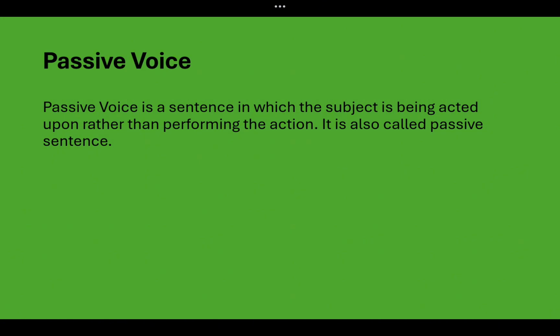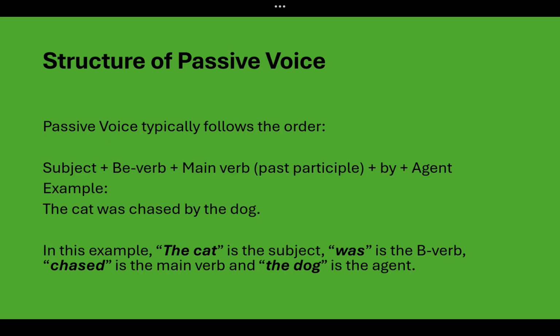Passive voice is a sentence in which the subject is being acted upon rather than performing the action. It is also called passive sentence. Passive voice typically follows the order subject plus be verb plus the past participle of the main verb plus by plus the agent. For example, the cat was chased by the dog. In this example, the cat is the subject, was is the be verb, chased is the main verb, and the dog is the agent.